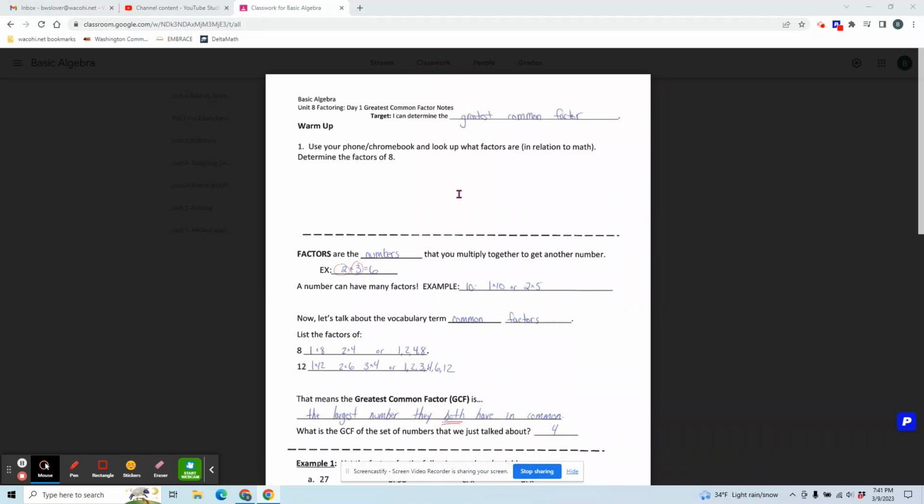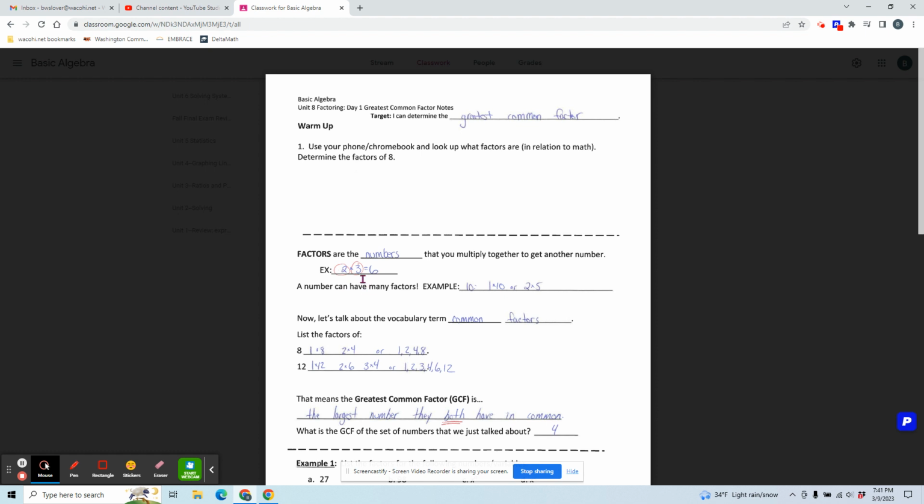Today we're going to talk about the greatest common factor. So this warm-up is just asking you to research what factors are in relation to math. So hopefully you found something along the lines of factors are numbers that you multiply together to get another number. You may have found the opposite where it was division. But today we're going to focus on two numbers that multiply to give you another number.